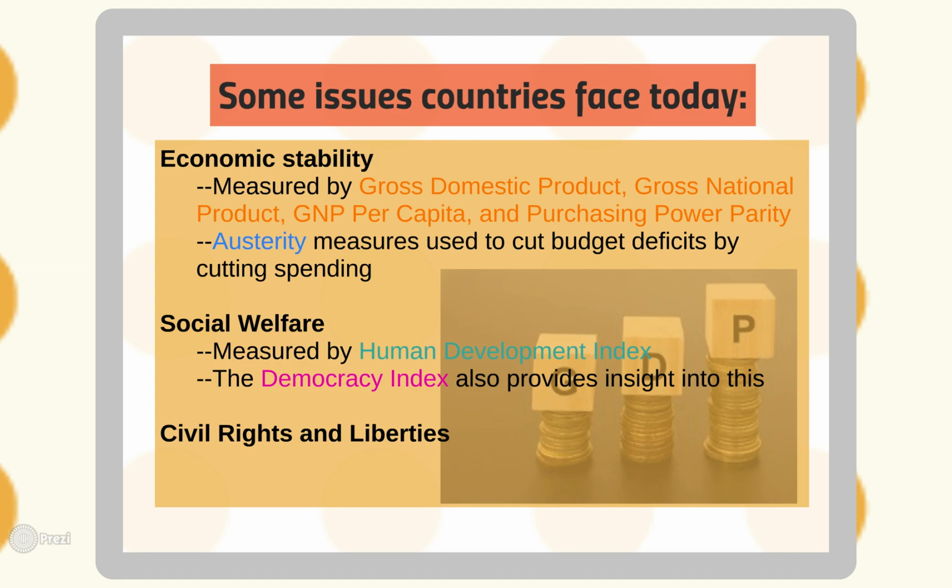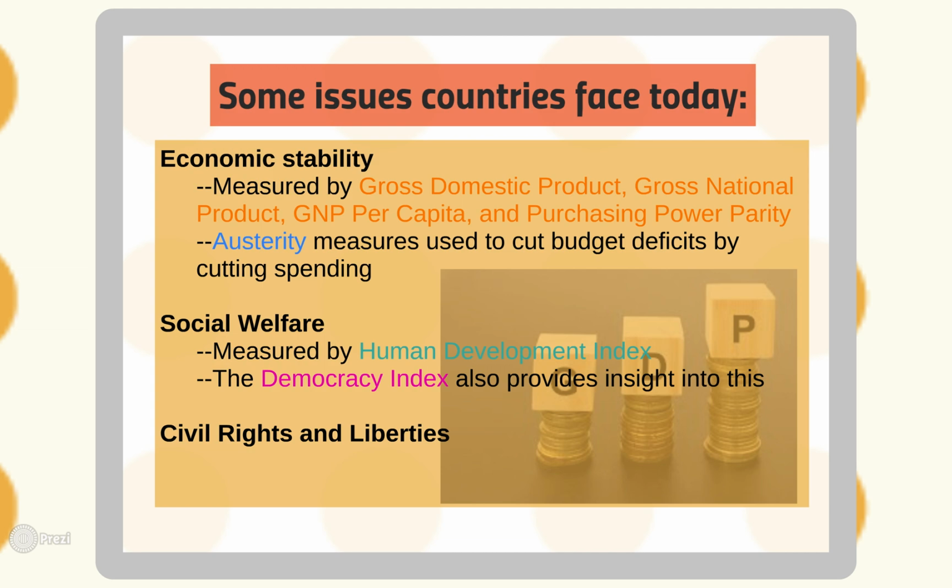So even though these countries are vastly different, all of them deal with similar kinds of issues. We're going to look at how these countries deal with economic stability, social welfare, civil rights and liberties, among other issues. Remember, economic stability is measured by different kinds of measuring devices: gross domestic product, gross national product, purchasing power parity. Please know the differences between those three, or four rather, they're in your reading.